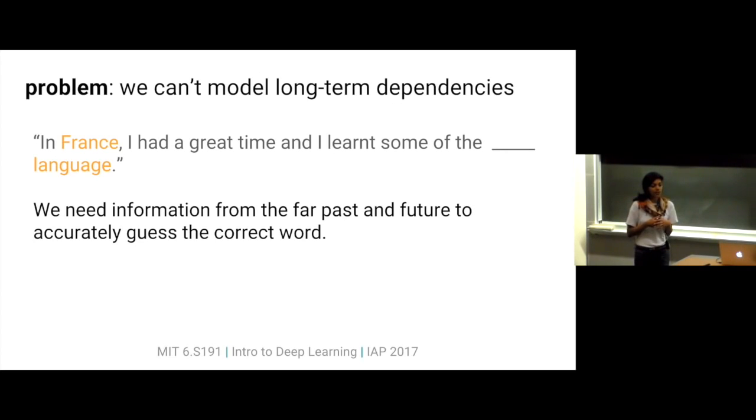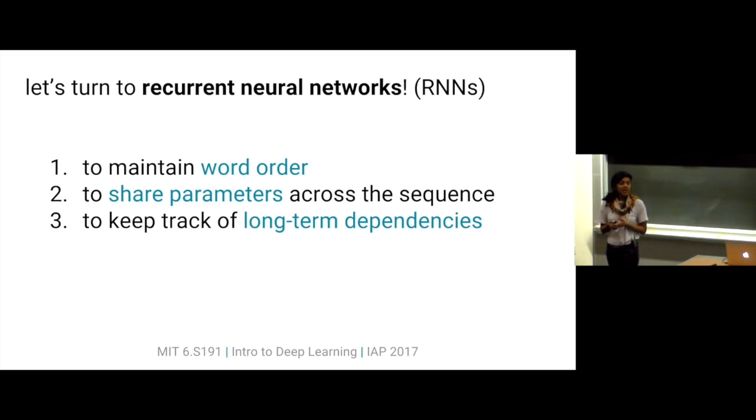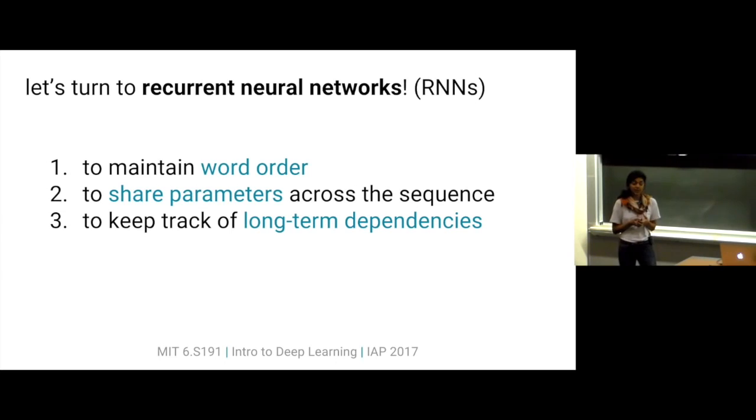It's going to be a very simple model to try and model a very complex thing like natural language. So now we can kind of see why we need to turn to a different framework called recurrent neural networks in order to deal with the problems that we've encountered, namely the problem that we want to maintain word order. We want to share parameters across the sequence so we don't have to relearn things across the sequence. And we want to be able to model and keep track of long-term dependencies.